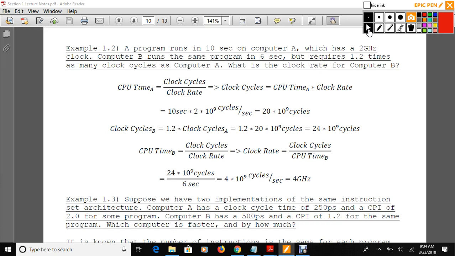Recall from last class that our CPU time is equal to clock cycles divided by the clock rate. Here we have our clock rate, 2 gigahertz. What is giga? What does that actually mean? Yeah, 2 billion, right? 2 times 10 to the 9. So that's what is going on there. And I know the amount of time, and I know the clock rate.